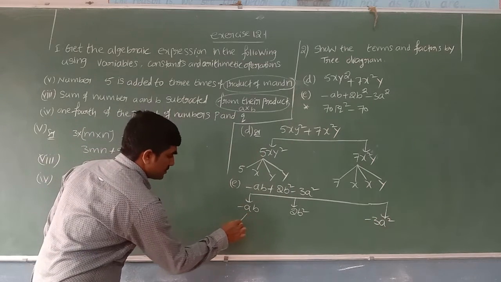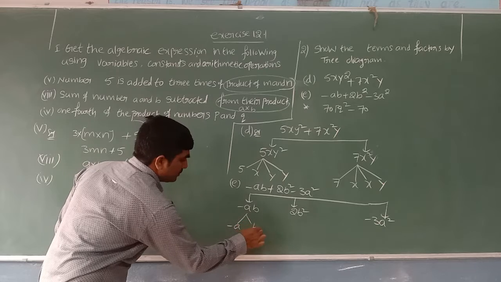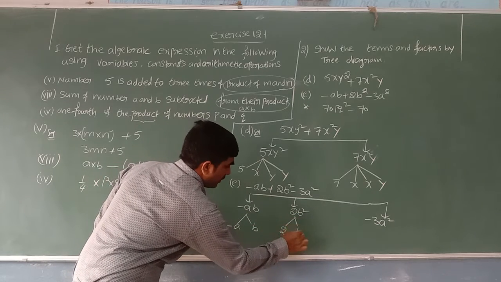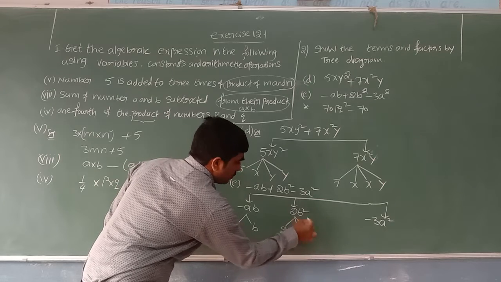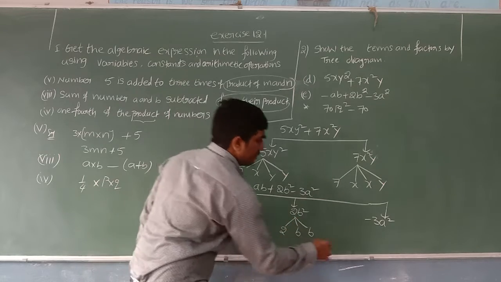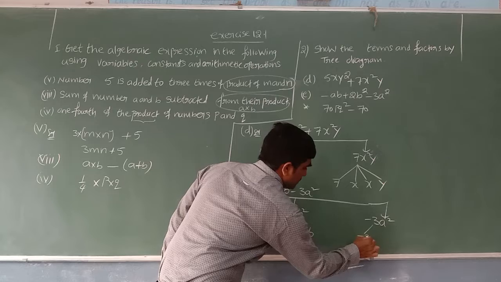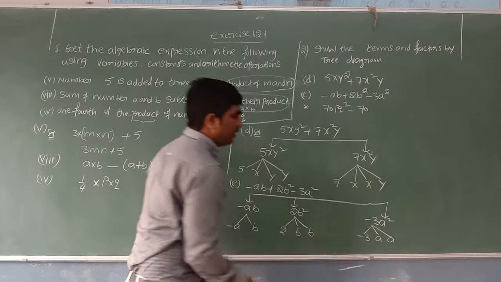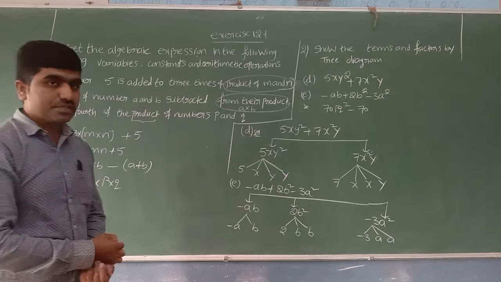Here we can write the factors: minus a into b. This we can write like 2 into b power 2, b into b, power 2 means multiply itself 2 times. And this is the product of minus 3 into a into a, power 2 we can write a into a. Hope it is clear to everyone.